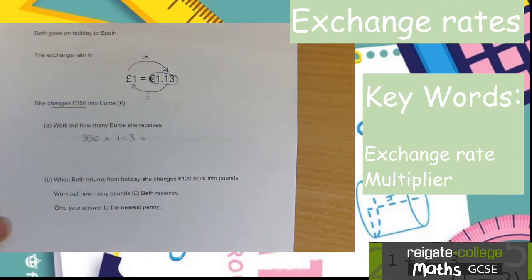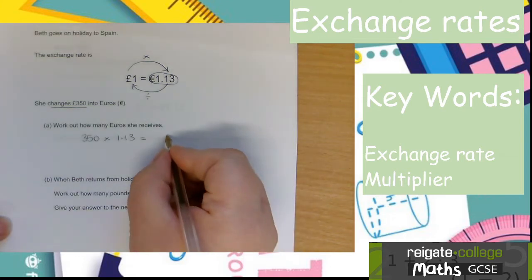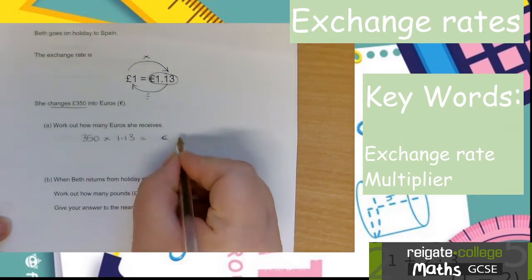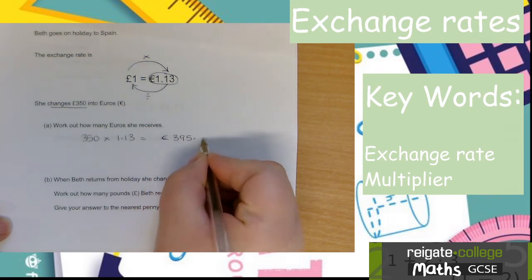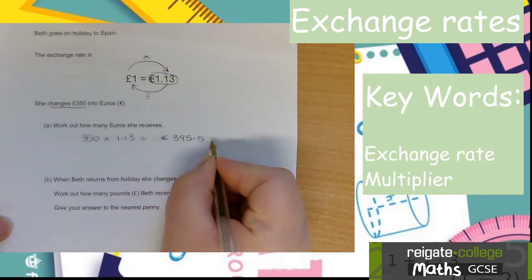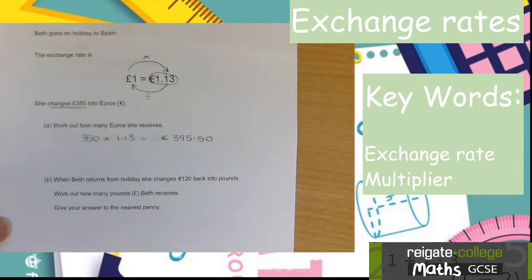This would be on a calculator paper, so keying that sum into the calculator gives me a euro conversion of €395 and 50 cents.